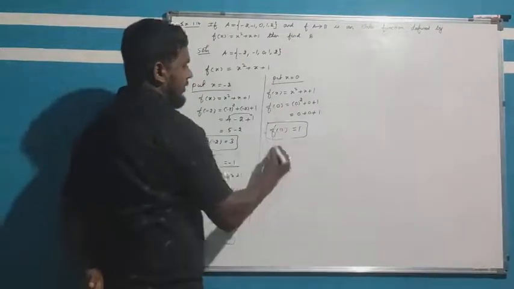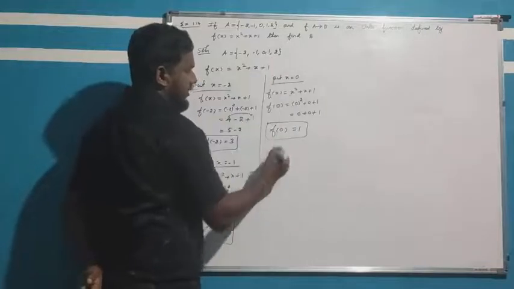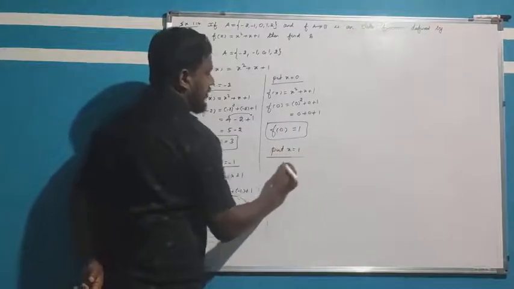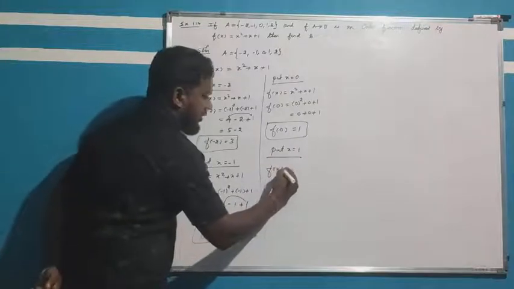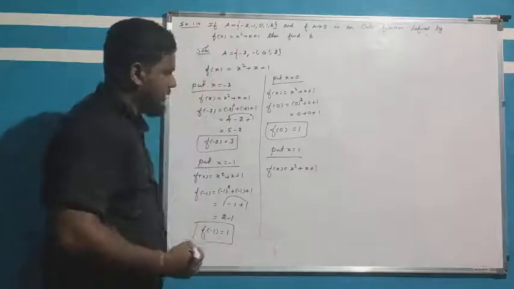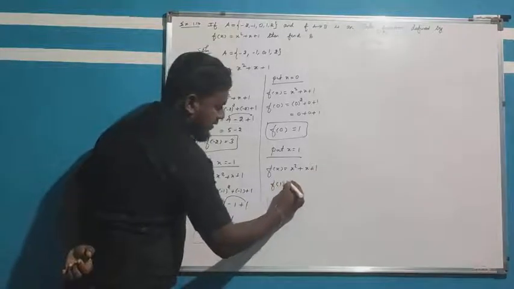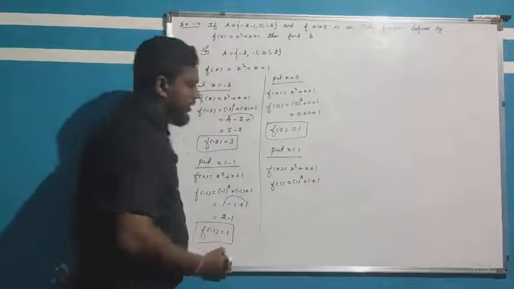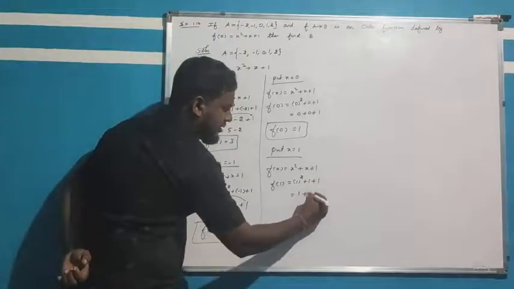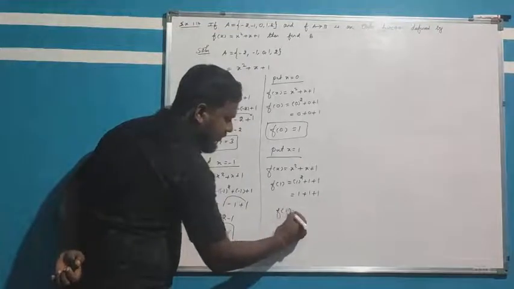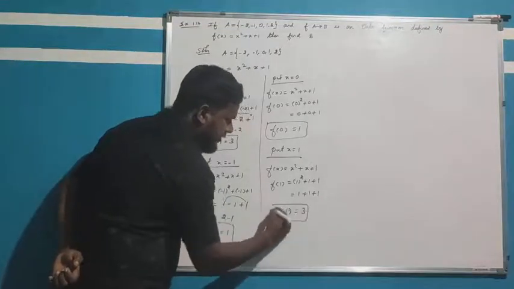Then take the x value 1. Put x equal to 1. In f of x we can substitute. f of x equal to x square plus x plus 1. So f of 1 is equal to 1 square plus 1 plus 1. 1 square is 1, plus 1 plus 1. So f of 1 is 3.